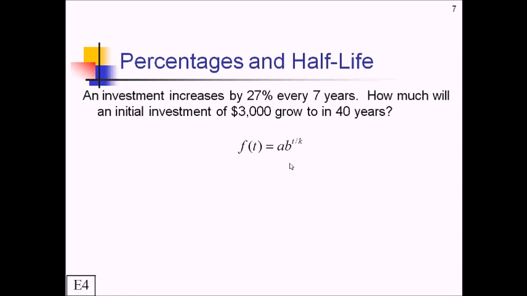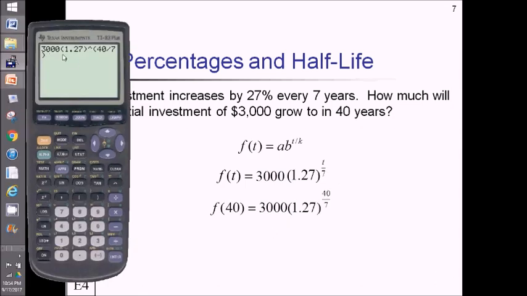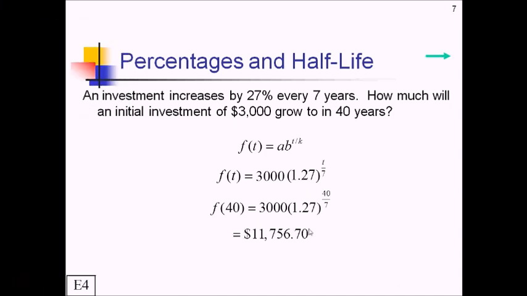So we have an initial investment of $3,000. That's our A value. We also call that the principal. We'll see that later on. B value, we're increasing by 27%, so that'll be multiplying by 1.27. And we're doing that every 7 years, so that'll be t over 7. We want to know what this is going to grow to in 40 years, so let's plug in 40 for t. And for our calculator answer here, ooh, that's a good amount of money. So we've got $11,756.70. Now that's something to be happy about.